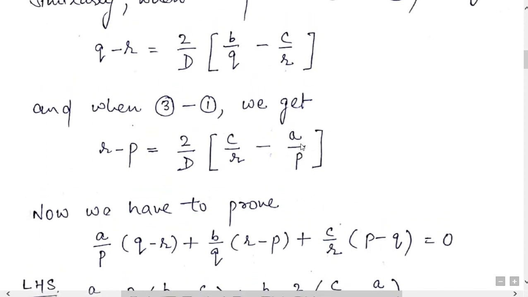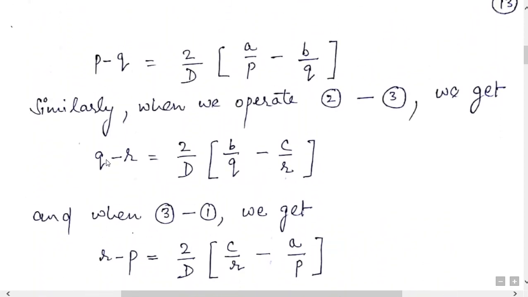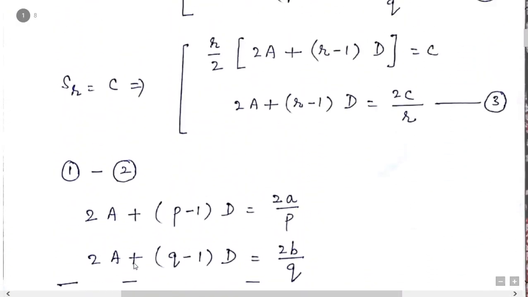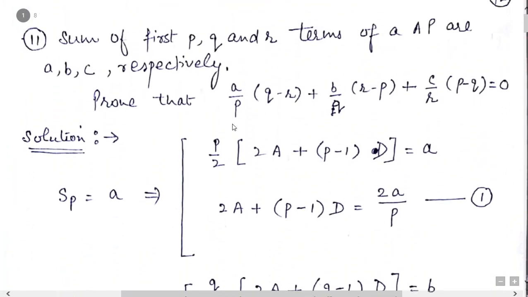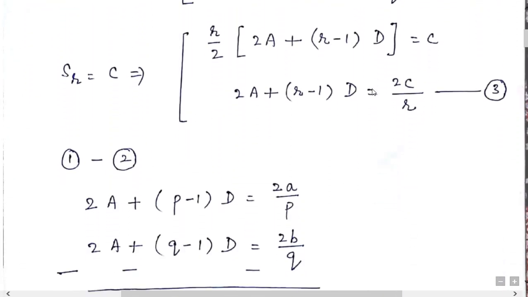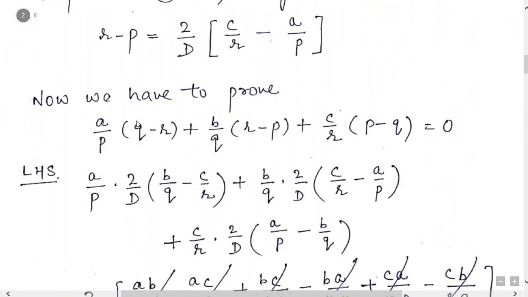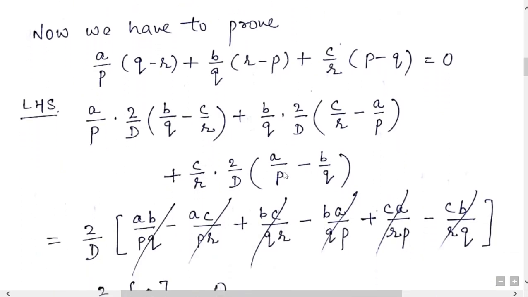Now insert these three values, P minus Q, Q minus R and R minus P, in the statement given in the question. Insert these values. Let us check the solution. Insert these values on the left hand side. Now we have to prove this one. A over P, value of Q minus R, then B over Q, value of R minus P, then C over R, value of P minus Q.